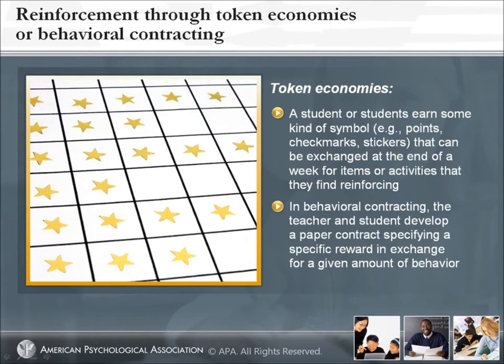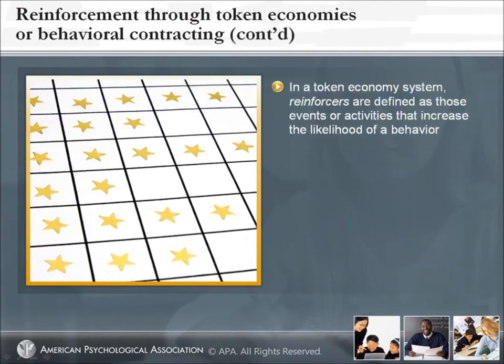In a token economy system, reinforcers are defined as those events or activities that increase the likelihood of a behavior. Thus, reinforcers are highly individual-specific and age-related. Although some students might view washing the board as a chore, for others it might be the best reward imaginable, something they might be willing to do a lot of work for.